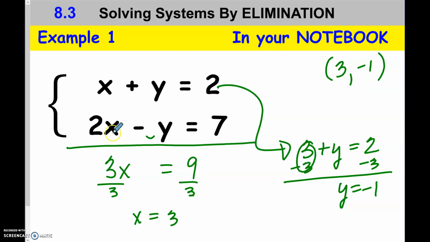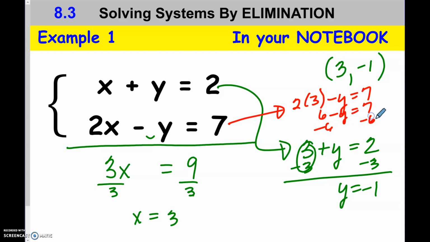Now you could have absolutely plugged it into the other equation, so let me just show you. If we do 2 times 3 minus y equals 7, so 2 times 3 is 6 minus y equals 7. We're going to subtract 6 from both sides, so minus y equals 1. But we don't want a minus y, so we're going to divide both sides by negative 1. So y equals negative 1. So we got a negative 1 no matter which equation we plugged this into. That's why this is called the elimination method, because in our first step, we eliminated the y's.